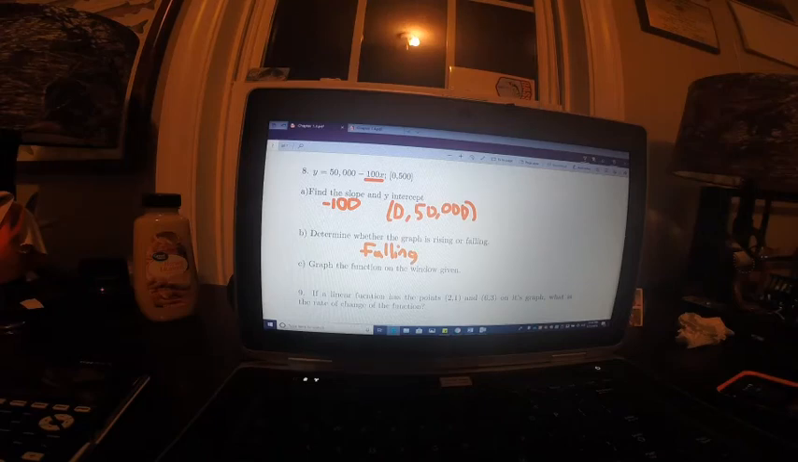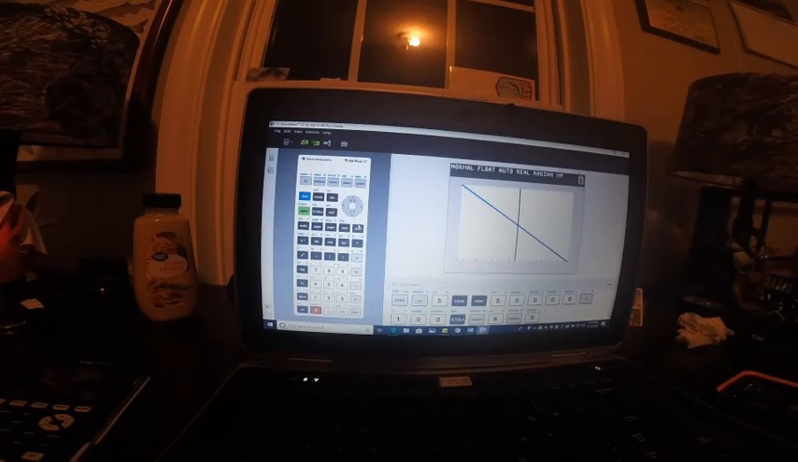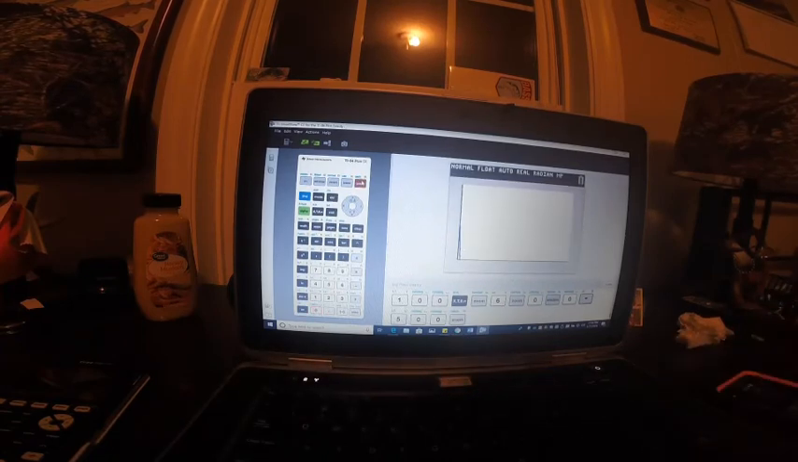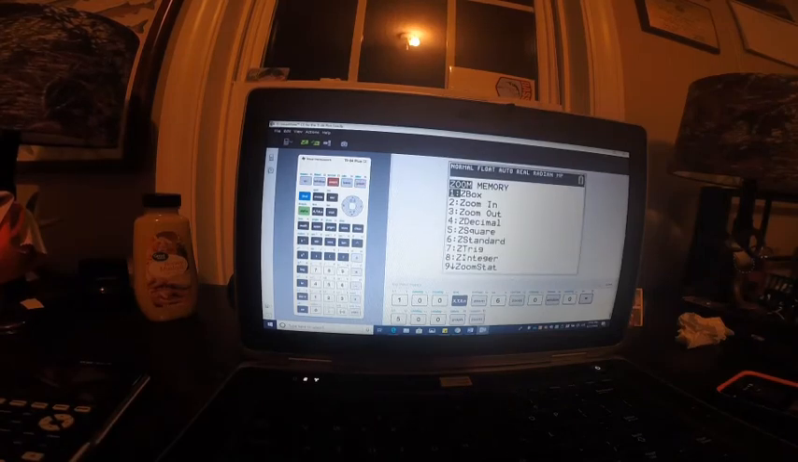Alright, it says graph the function on the window given. So let's look at this window, 0 to 500. So if my x goes from 0 to 500, and I graph it, that doesn't really show me very much. If I do zoom, let's do zoom fit after that.